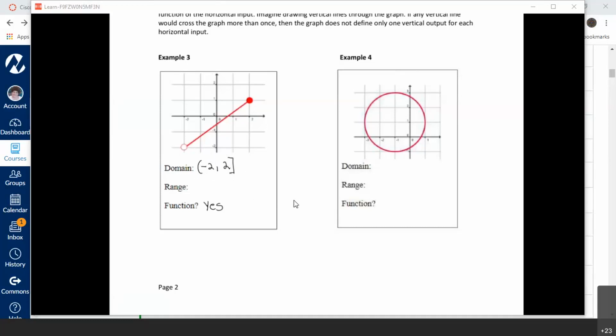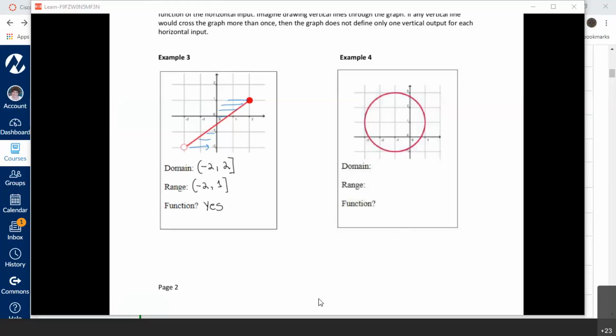Okay. Now, how about range? Remember, with range, you're going to be looking at the vertical values. What do you think? What's the range of this function? -2 and 1. Okay. Again, -2. Am I including it? No. Okay. All right. And then if you go up here, you can see this solid dot is opposite the 1 on the y-axis. So that one gets included. Okay, everybody all right with that one?